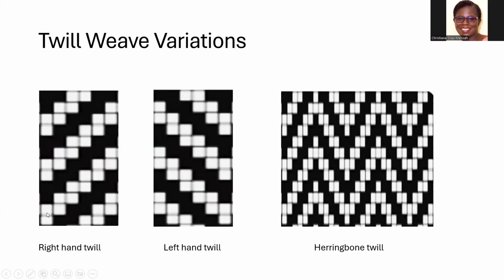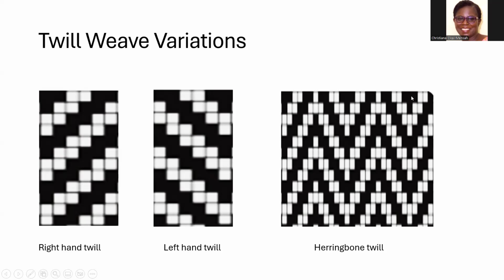Okay. So you can see the diagonal lines to the right. 2/2, 2/2, 2/2 to the right. Then that one is called right hand twill. Then the one that goes from right to left is called left hand twill. So you can see the diagonal lines are rather going in the left direction. Okay, so when you put the two together, they move zigzag.